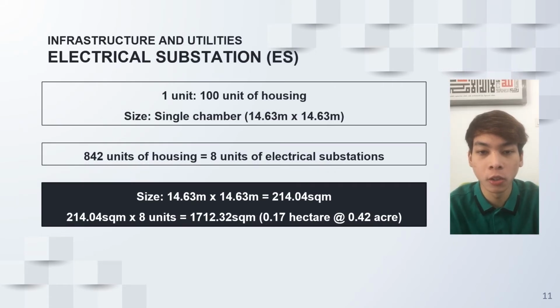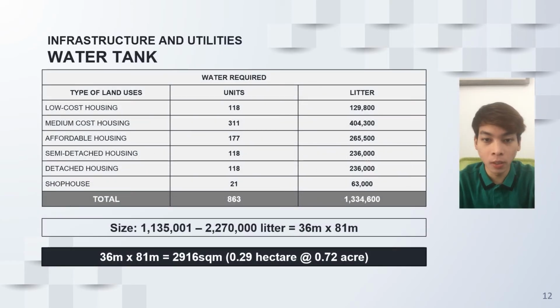Electrical substation. 1 unit of electrical substation is required for every 100 units of housing. There are 8 units of single-chamber electrical substation required for the entire neighborhood. The total area of electrical substation for the 8 units is 0.17 hectares or 0.42 acres. Water tank.